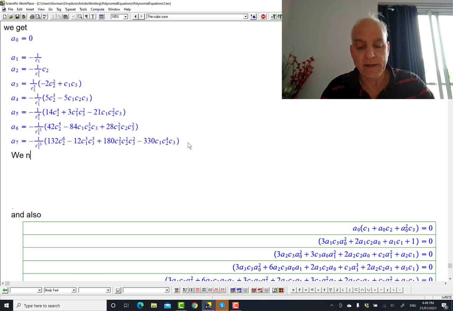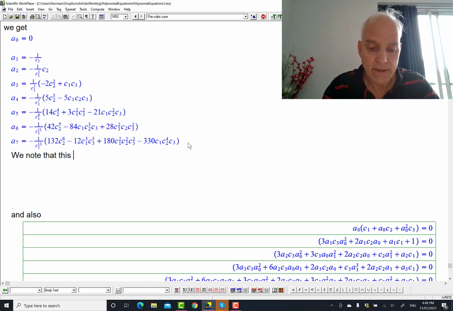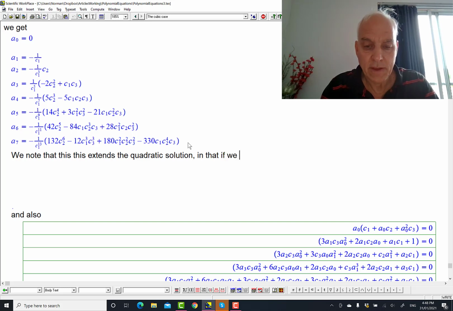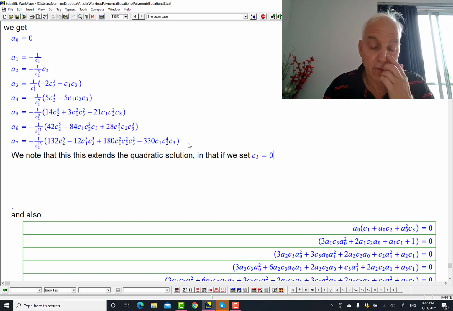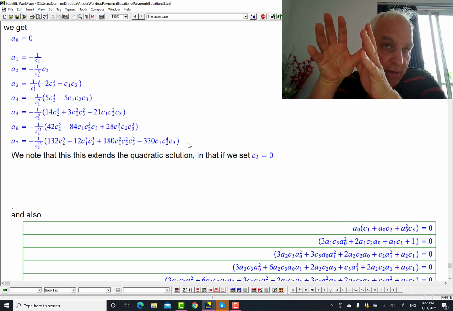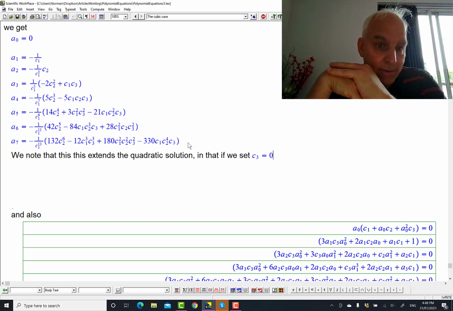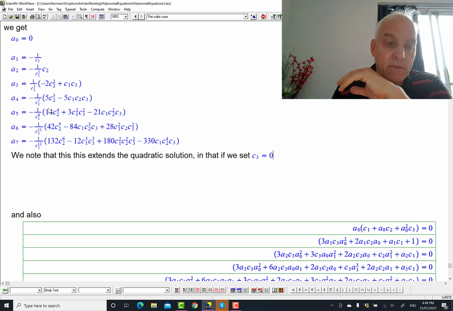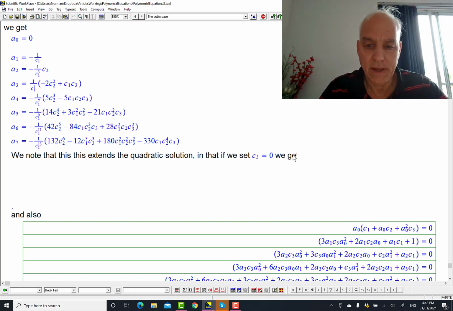So we note that this extends the quadratic solution in that if we set C sub 3 equal to 0, in other words, if we reduce the equation from being a cubic to a quadratic, then all these other terms will disappear and we'll just get what we got before.